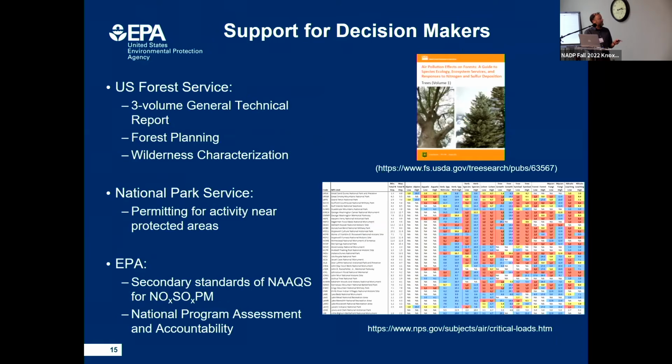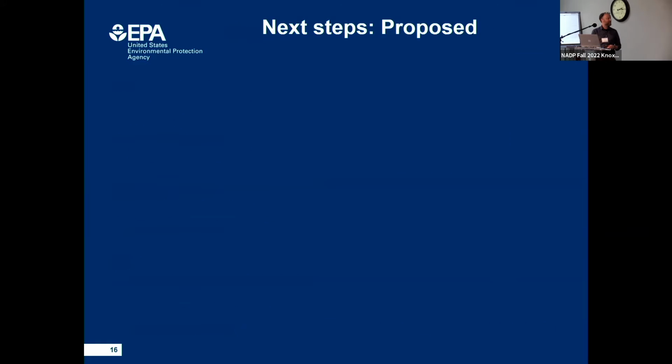And I think this is my last, or one more slide. Support for decision makers. There's a 3-volume general technical report underway. The first one on trees came out last year. The second volume on lichen is underway now, and the third volume on herbaceous species is underway as well. And I think we're going to get both of them out next year, but we'll find out.